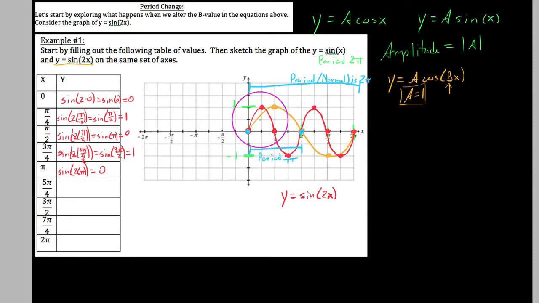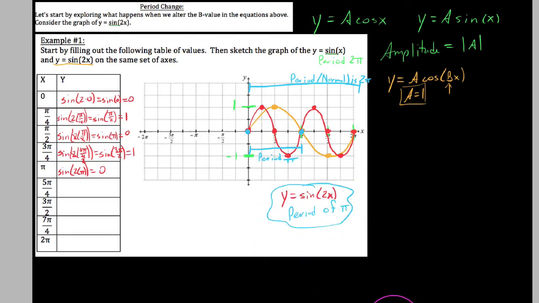Another way to look at this is, how many times does the red graph go through a full cycle in this normal 2 pi period? Normally it takes 2 pi to go through one full cycle. This red graph went through two complete cycles in a normal 2 pi period. So messing with the b value necessarily changes the period of this graph. We'd say this graph here has a period of pi.